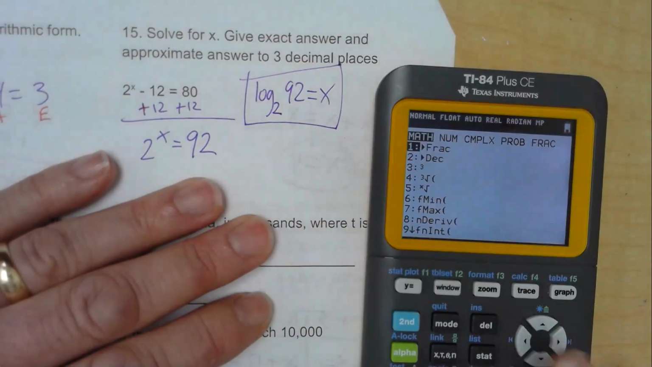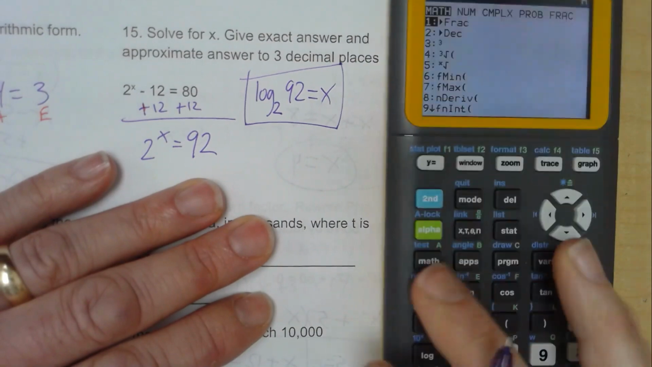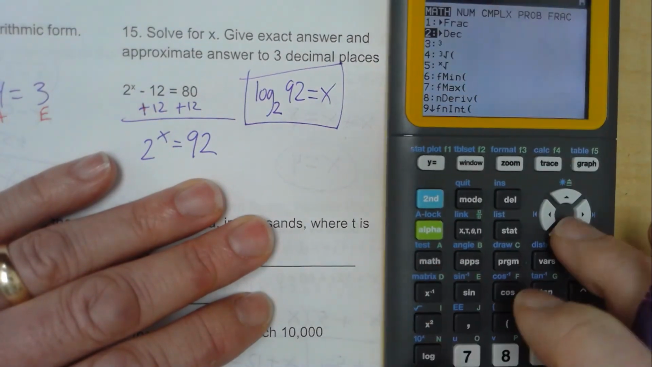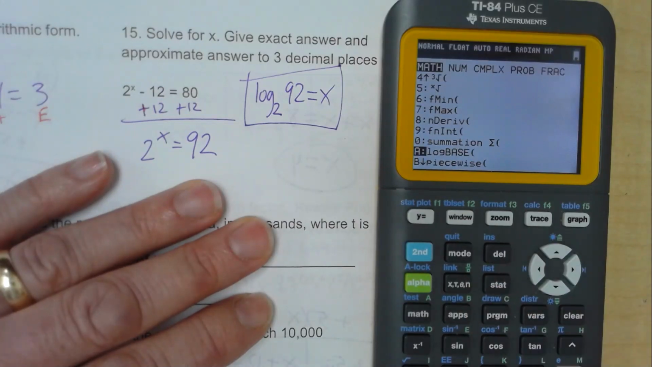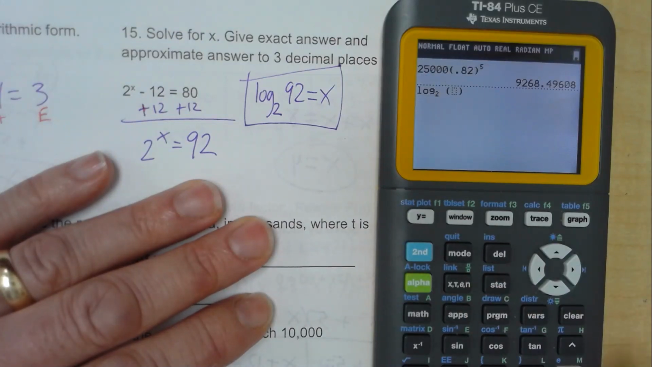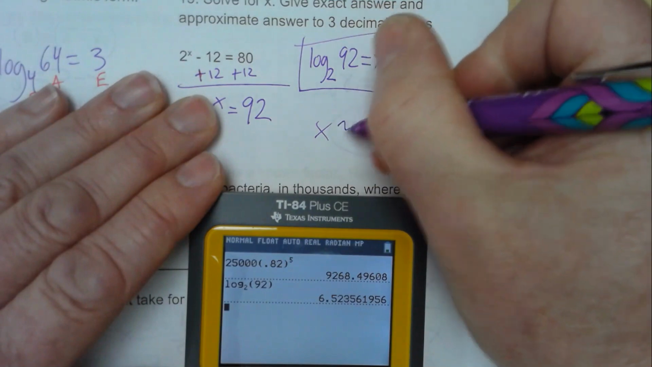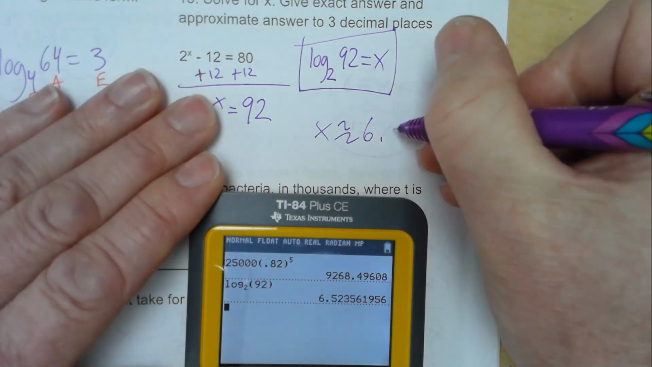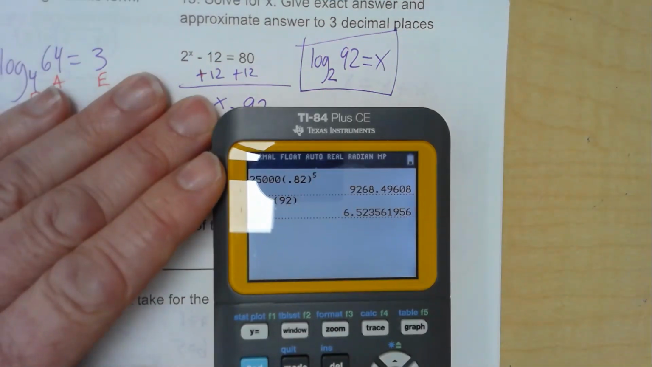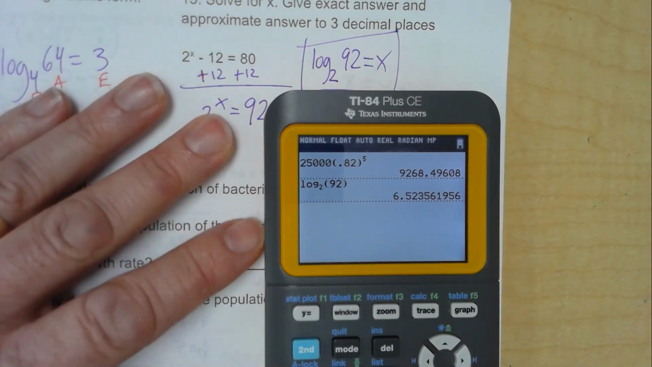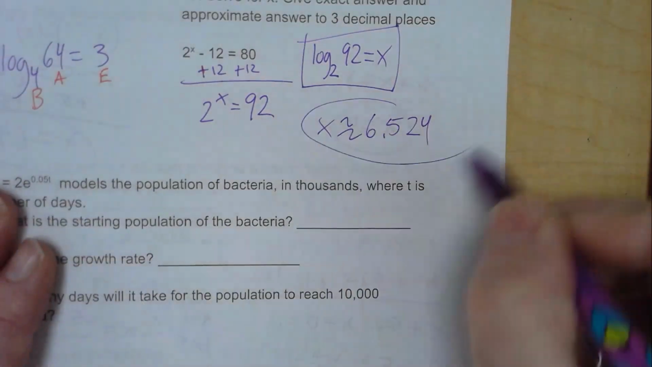Now it's been a while since we've done this. If you go to the math button here, whoops, the math button's right there, and you go down, you have a log base button, which is A. You put 2 in there, and then you put 92 in there. Enter. So I went 3 decimal places. x is approximately equal to 6.524, right? 6.524 when you put in log base 2 of 92. So you've given me 3 decimal places and the exact answer.